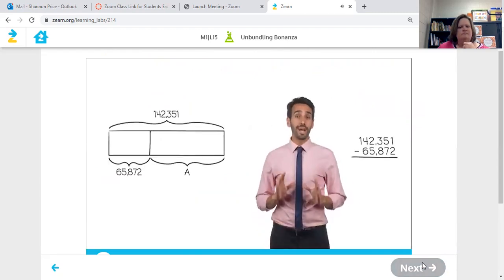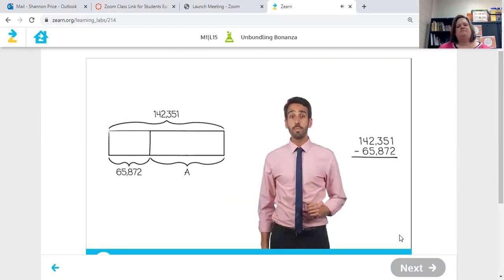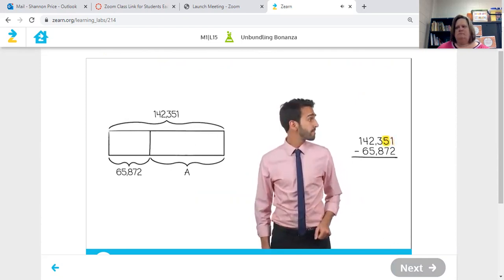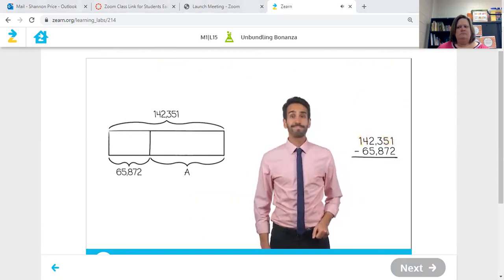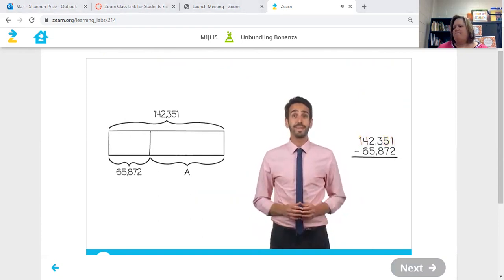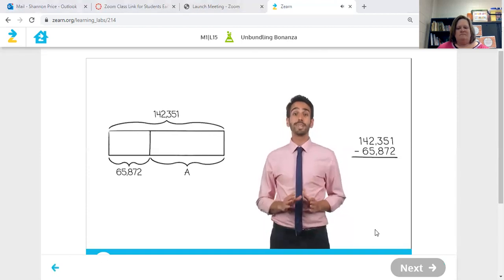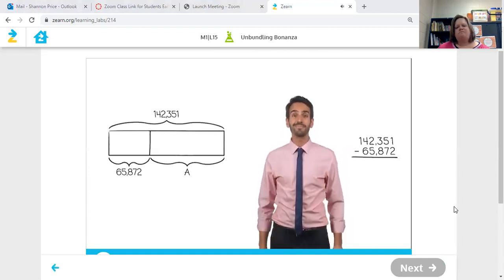Now let's work in the subtraction algorithm. Look across the top number to see if we have enough units in each column to subtract. Okay. We're not ready to subtract. Check each column, unbundle as needed, and then subtract.